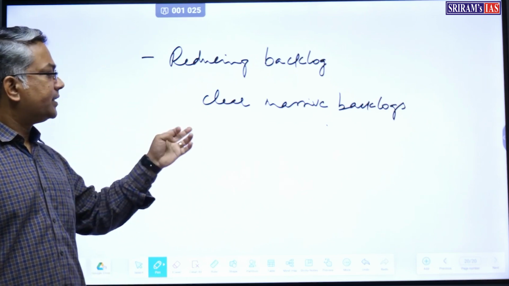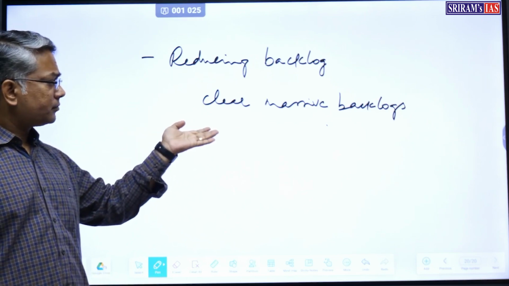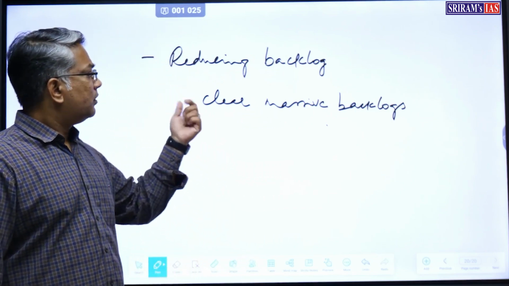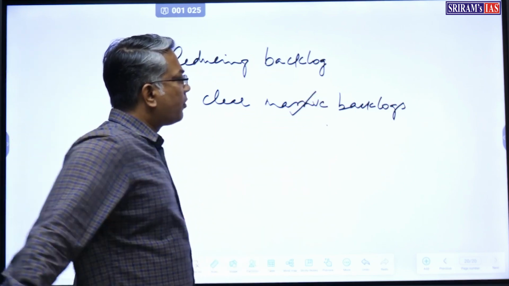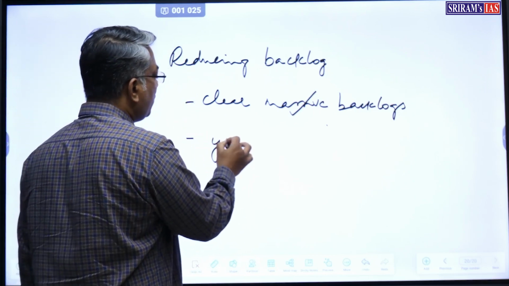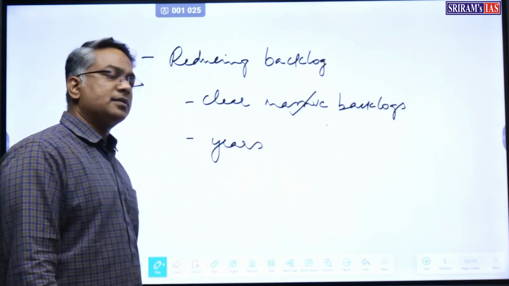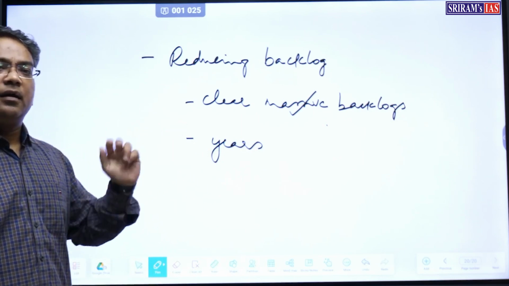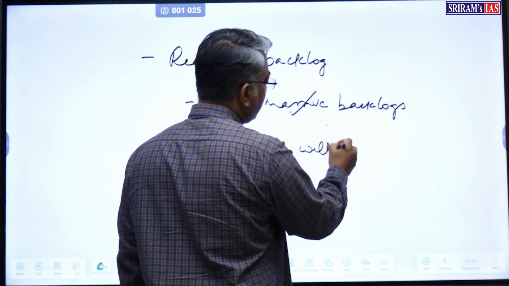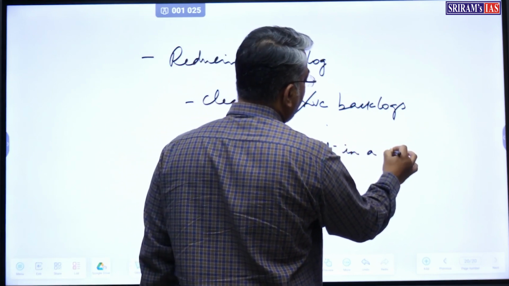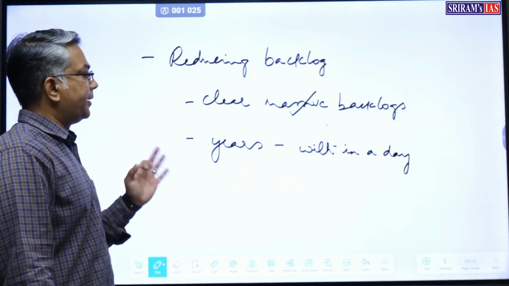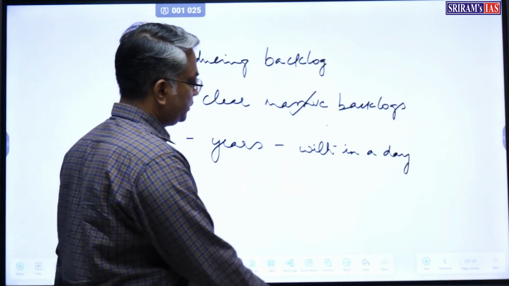It clears massive backlogs and provides justice for all, and the cases do not linger on for years in the Lok Adalats. They can be resolved within a day.